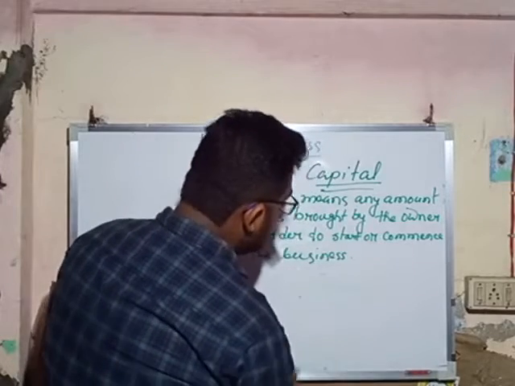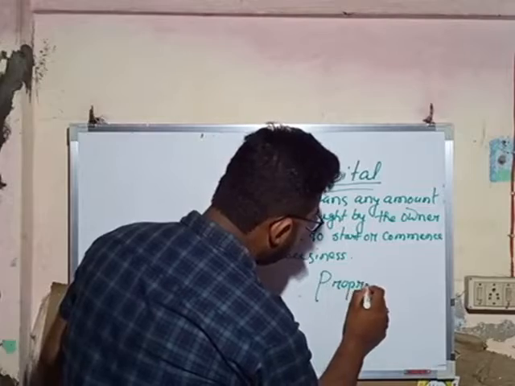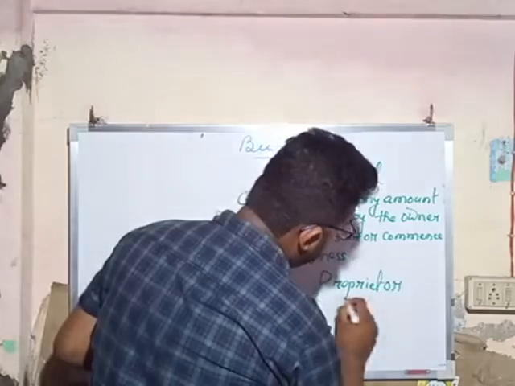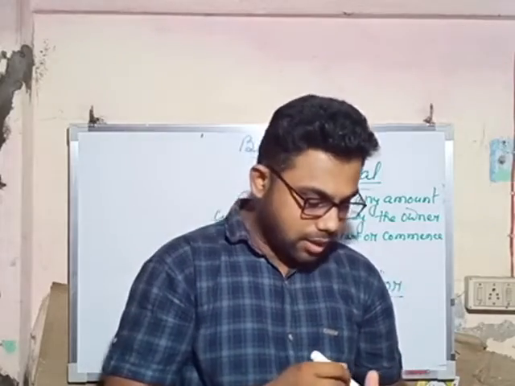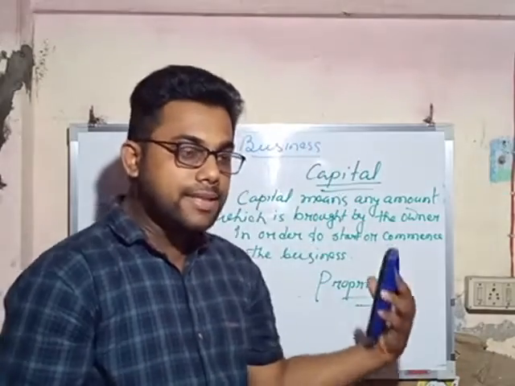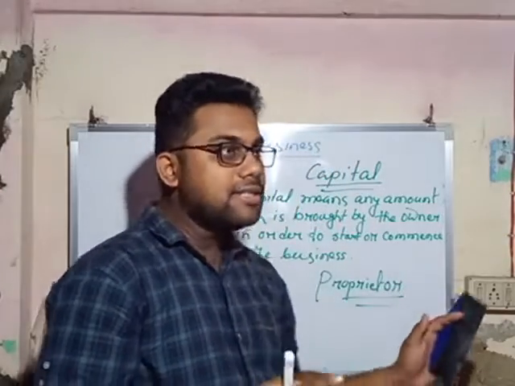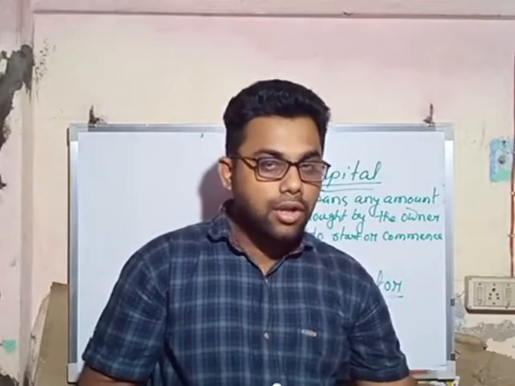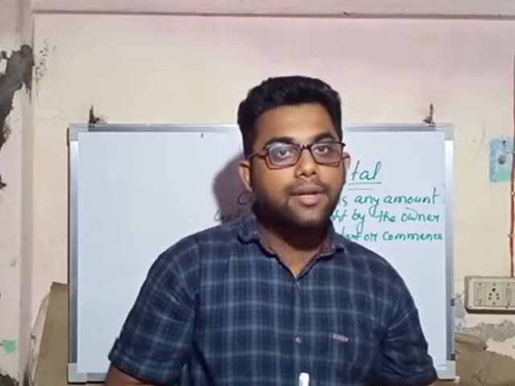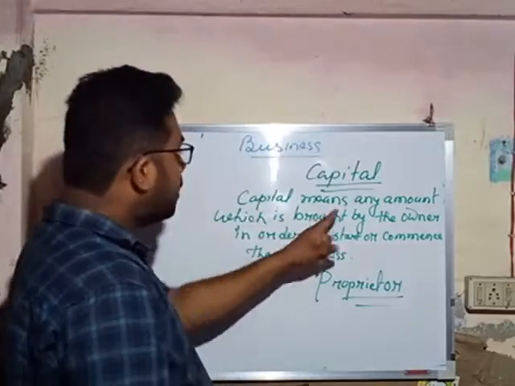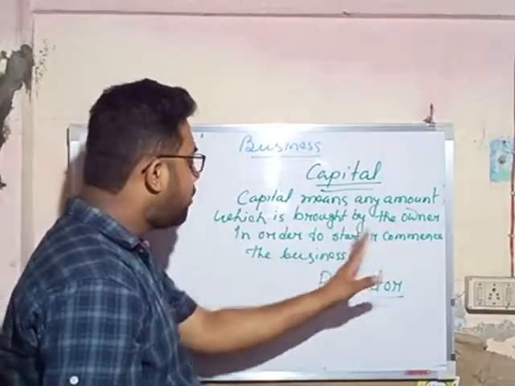Proprietor. So the proprietor term is, who is a proprietor? The proprietor means the owner of the business and the businessman. Whenever he is going to start a business, he needs a certain amount, and this amount is called capital, because capital is brought into business in order to start the business or to run the business for a particular period.